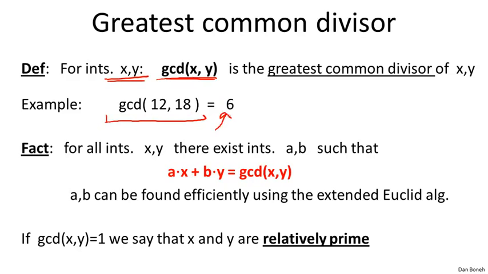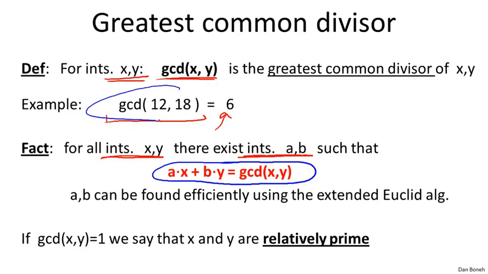Now there's an important fact about GCDs. In particular, if I give you two integers x and y, there will always exist two other integers, I'll call them a and b, such that if I look at a times x plus b times y, what I get is the GCD of x and y. In other words, the GCD of x and y is a linear combination of x and y using the integers a and b. So let's just look at a simple example. Here, let's look at our GCD from before. So the integers for this GCD would be 2 times 12 minus 1 times 18. That's 24 minus 18, which is equal to 6.